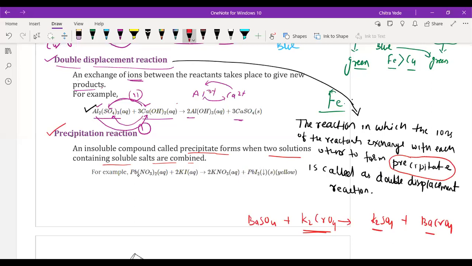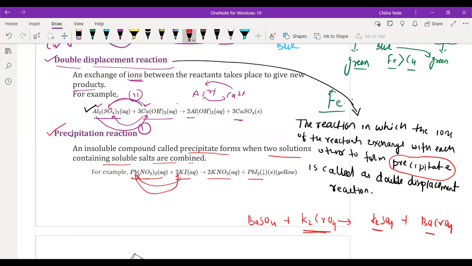Here an example is given. It is lead nitrate, Pb is lead. When it combines with potassium iodide, it gives potassium nitrate and lead iodide is formed. So again here exchange of ion takes place. So it is also a double displacement reaction, and always in double displacement reaction precipitate is formed. That's why it is also called precipitation reaction.